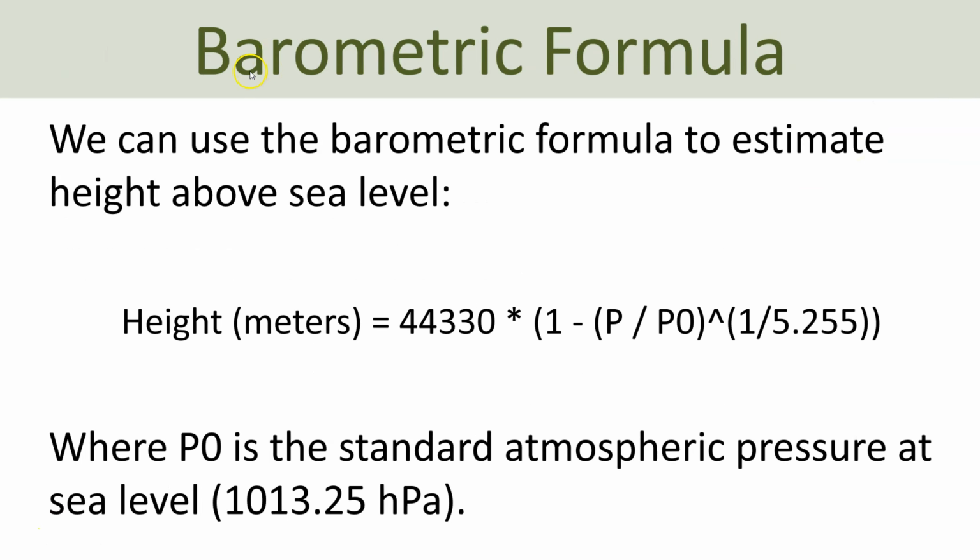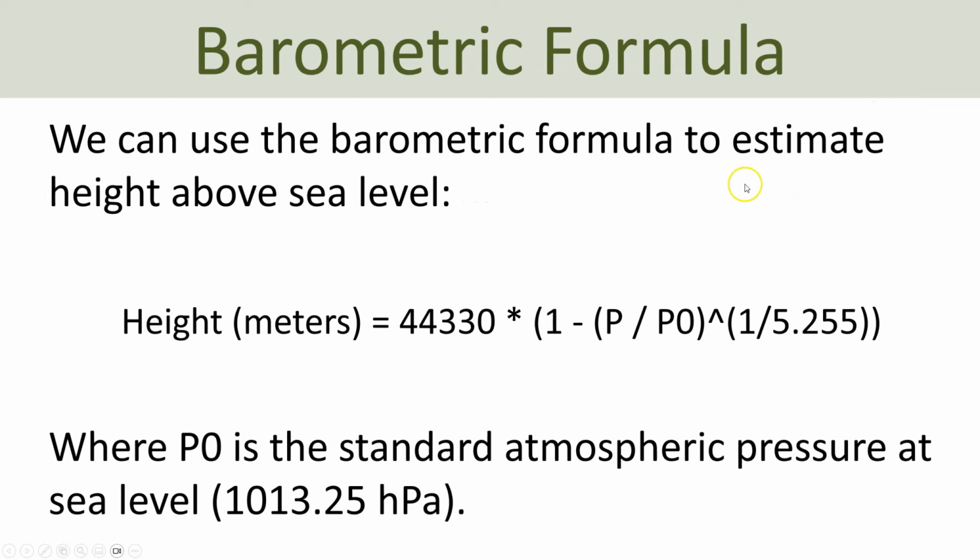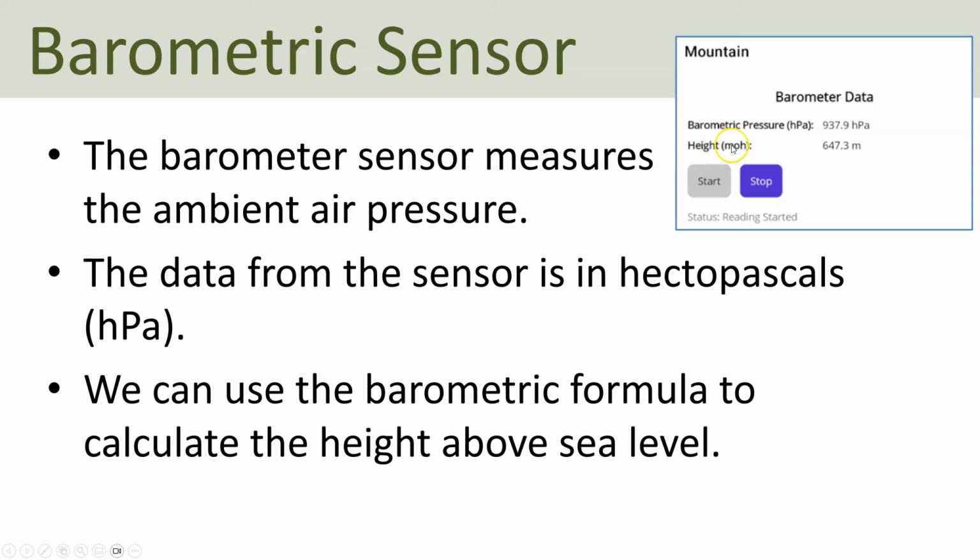So here you see this barometric formula that we will use as part of the application in order to calculate this meters above sea level. Basically, we just use this simple formula where P0 is the standard atmospheric pressure at sea level, which is basically 1013.25 hectopascal. So in your application, just implement this formula, and then you are also able to calculate the height above sea level.